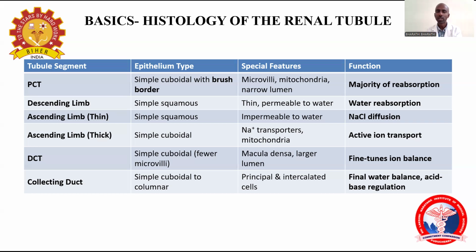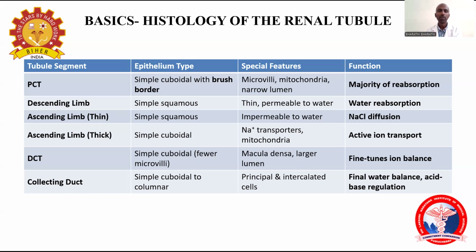The advantage here is that it will reabsorb most of the solutes, water, as well as glucose and amino acids, and these cells also have mitochondria, which helps in active transport of the ions. So the function of the PCT is the majority of the reabsorption. Almost up to 70% is reabsorbed in the convoluted tubule.